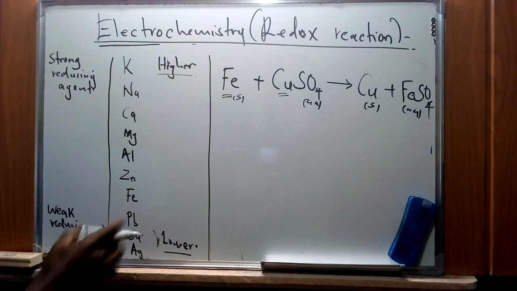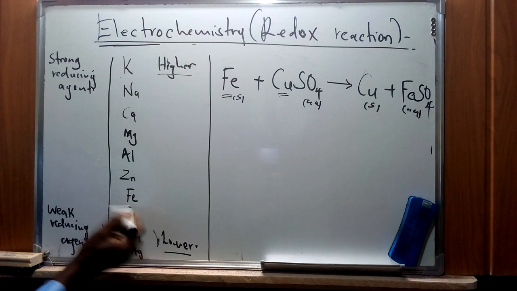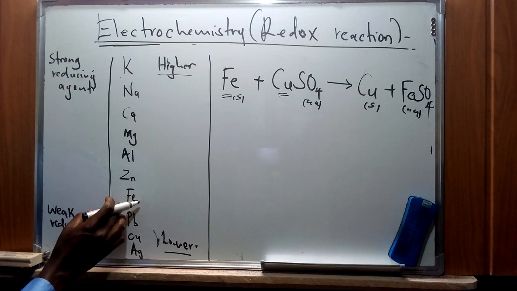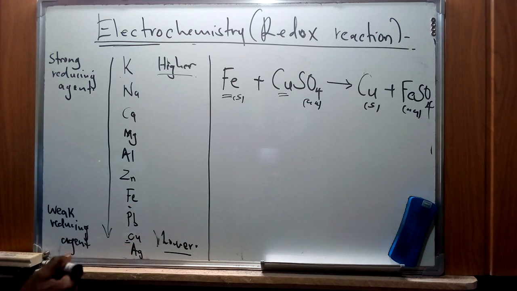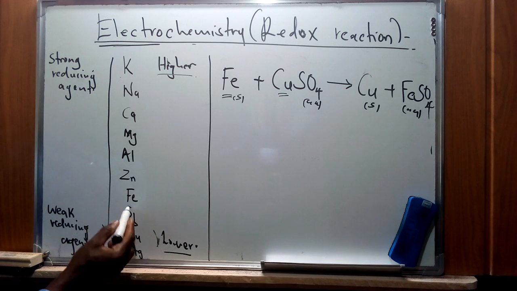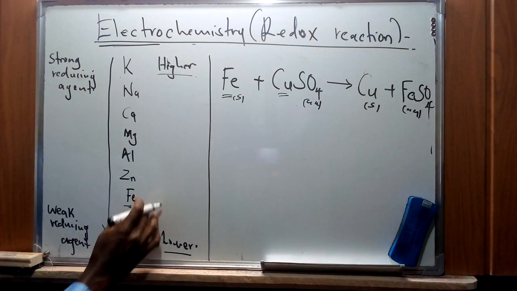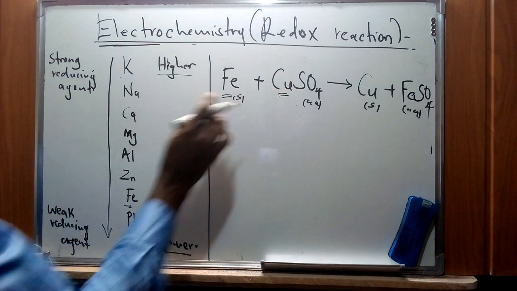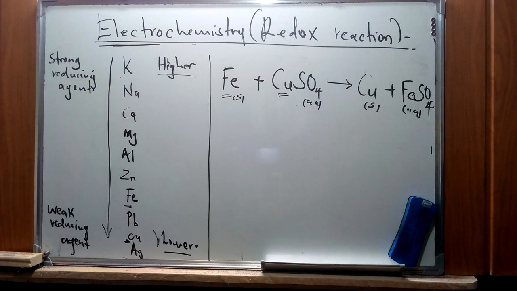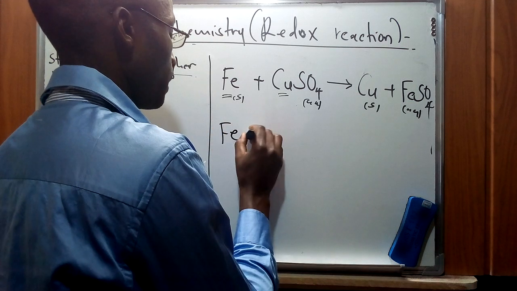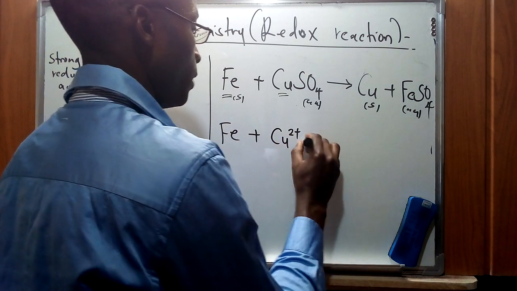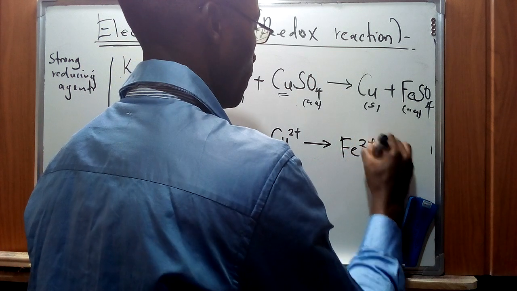So in this case, iron appears at the upper part of the reactivity series, and of course copper appears lower than iron. So therefore, in solution form, iron is going to displace copper from its compounds. So in terms of reactivity, iron is more reactive than copper, so it's going to displace it from its ion. So we can write an ionic equation for this particular reaction, whereby we have iron reacting with the copper ions to form iron ions plus copper.